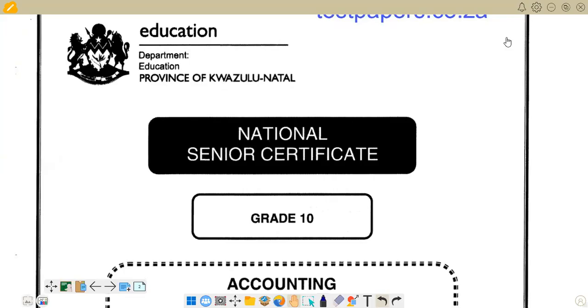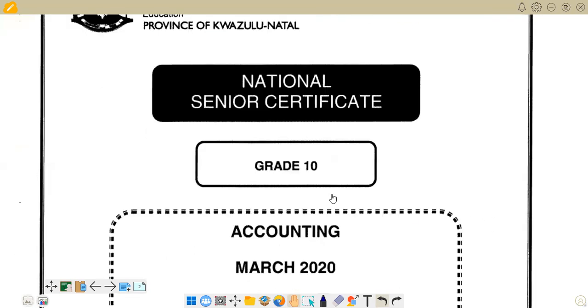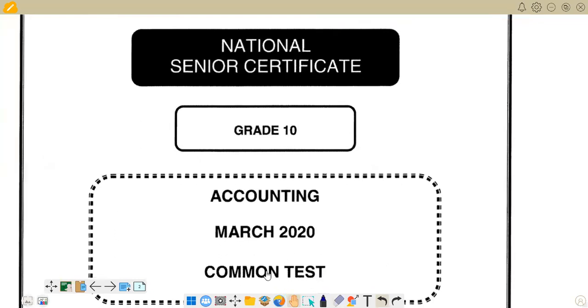Hello there. Welcome back to grade 10 accounting. We are still working on the question paper for KwaZulu-Natal. This is the question paper that we have for grade 10. And if you move down all the details of that question paper, it's for March 2020. It is a common test. So this is what we have.